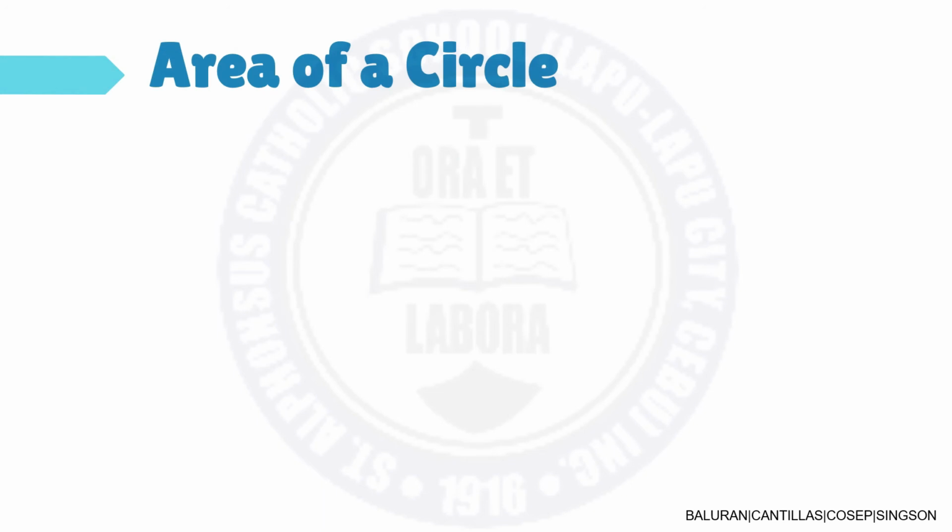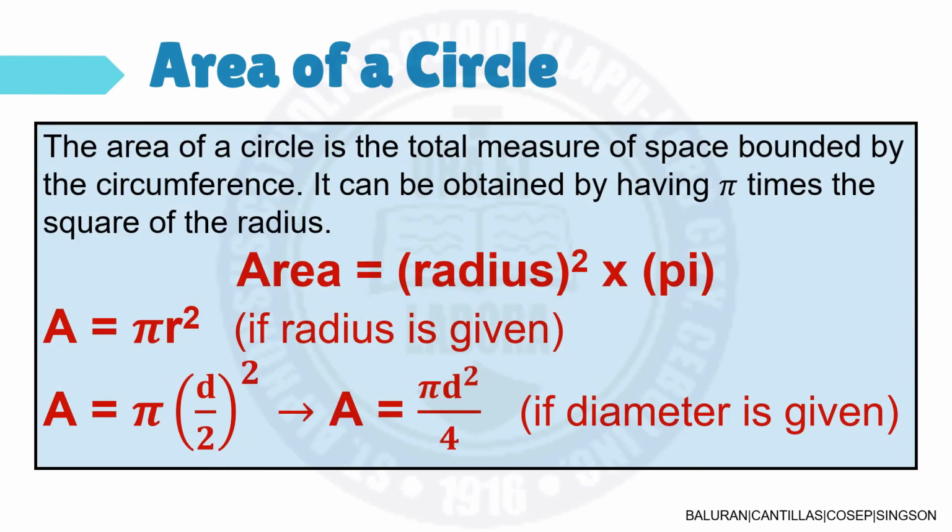The last measurement that we need to consider is the area of a circle. The area of a circle is a total measure of space bounded by the circumference. It can be obtained by having pi times the square of the radius. So we have here area is equal to radius squared times pi. So if the given is radius, we will be using the formula A equals pi times r squared. If the given is diameter, therefore we will be using the formula A is equal to pi times d squared all over 4.